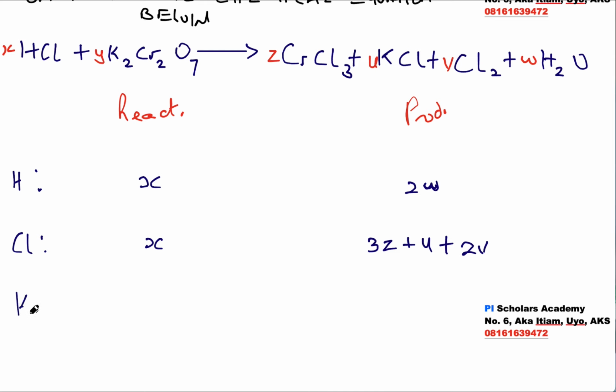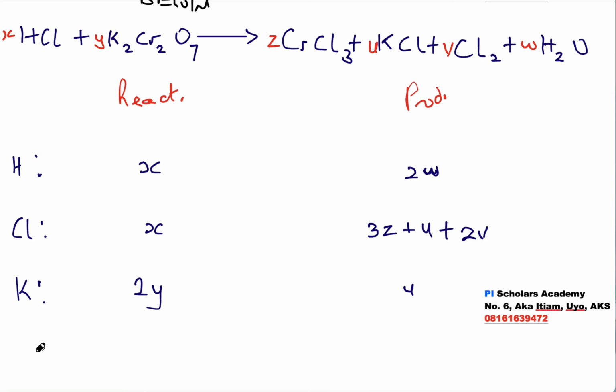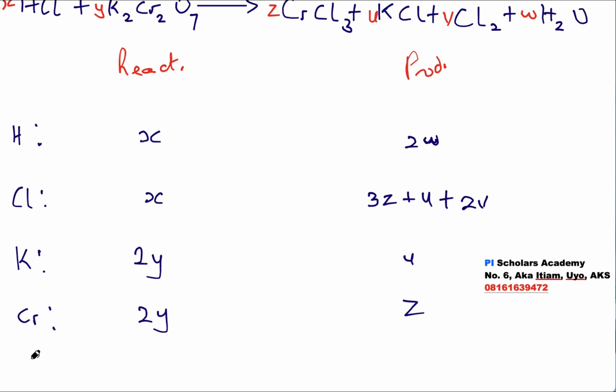Let's do potassium. For potassium, we have a subscript of 2 and Y at the back, so we have 2Y. On the other side, potassium is only in one place, and that is U. Then followed by chromium. For chromium, we have 2 and Y, so that makes it 2Y. On the other side, we have Z. We're done with chromium. Then the final one, which is oxygen. On this side, we have 7 as a subscript and Y, so we have 7Y. On the other side, oxygen is just in one place, and that is W.